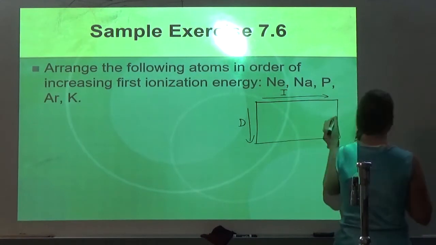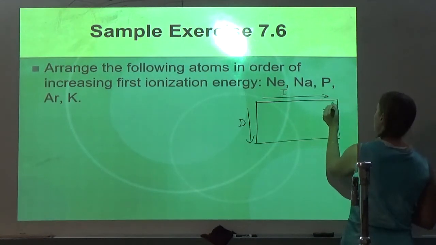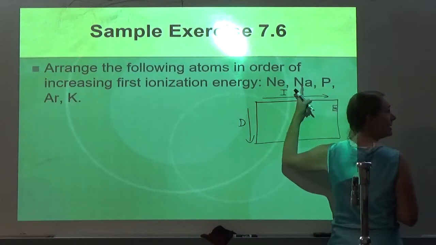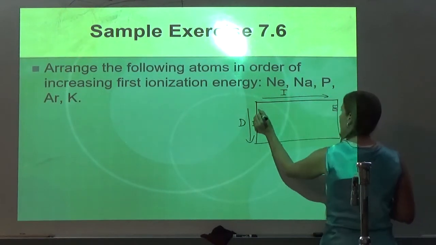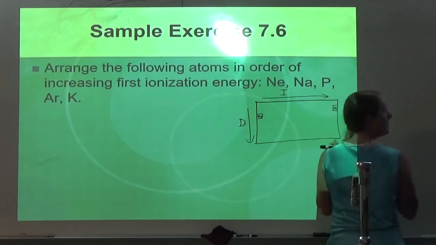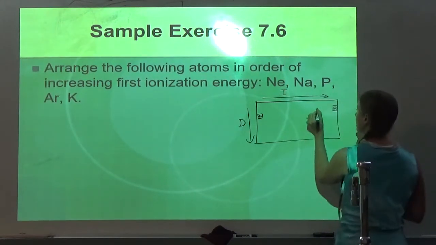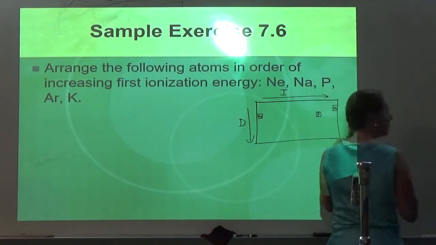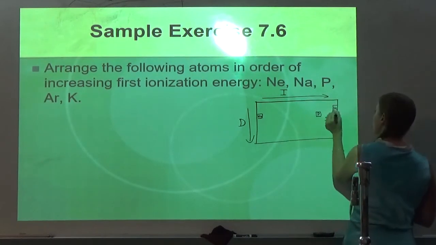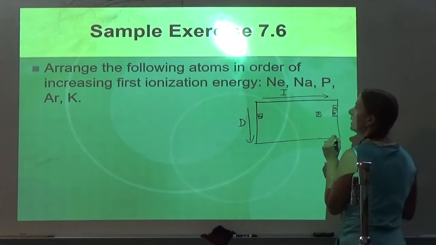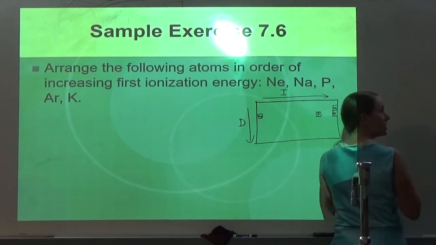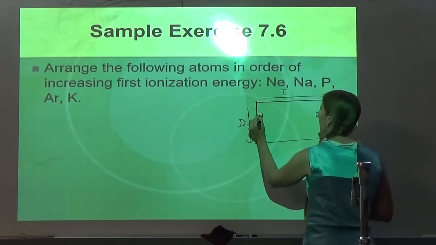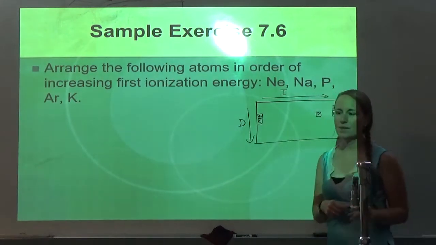Alright, so we have Ne, so we're looking at about right here. We have Na, which is just right down here. We have P, which is about right here. We have Ar, which is right under Ne. And we have K, which is right under Na. Just like that. Alright.